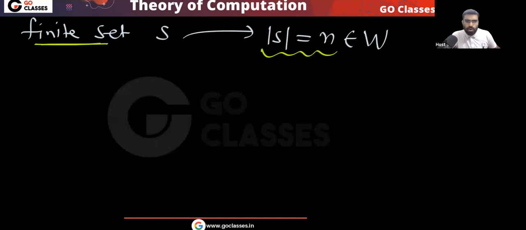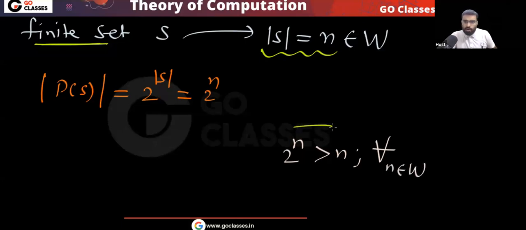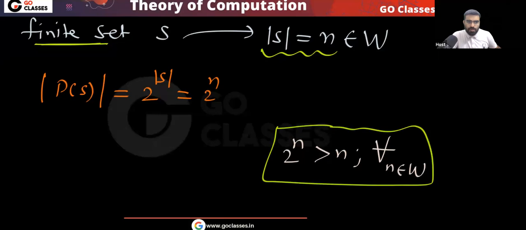So this N is some non-negative integer. In this situation, what is the cardinality of PS? That will be 2 power N, or I can say 2 power cardinality of S. You can easily notice that 2 power N is greater than N for all non-negative integers. This we already know. So I can say the cardinality of S is strictly less than the cardinality of PS. That's it, hence proved.